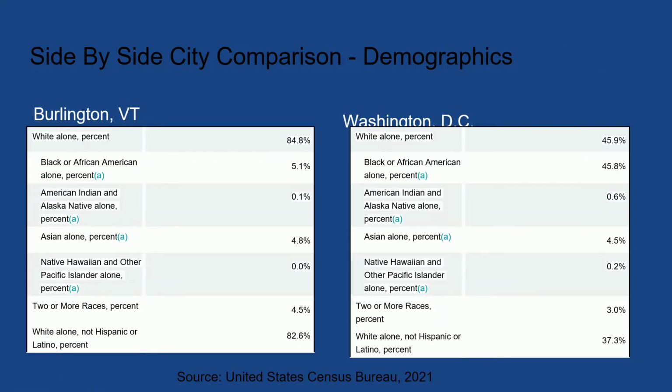A quick look at demographics. We see Burlington is not a very diverse population, whereas in Washington, D.C., you have a huge spread. You're comparing white alone in Vermont, 84.8%, where white alone in Washington, D.C. is 45.9%.